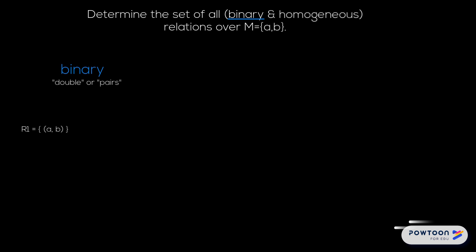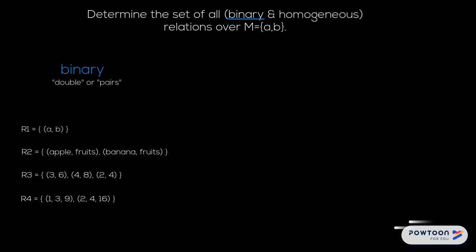In R1, A is in relation to B. This is a binary relation because it's a pair. R2 is the same thing with other elements and two pairs. R3 is a relation of numbers, also a binary relation. R4 is not a binary relation. As you see, it contains triples. This means that three elements are in relation to each other. Binary relations are used 99% of the time when discussing relations in math. But most of the time it won't be mentioned in the task.